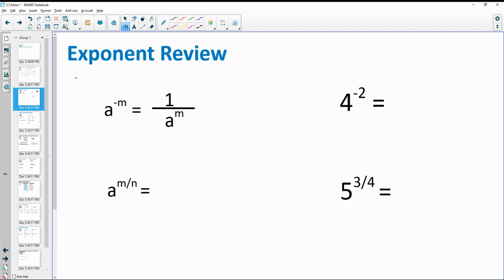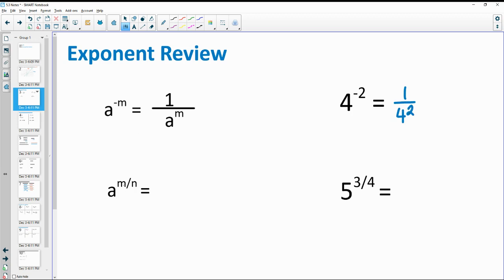So just a little bit of review on exponents. If you have a negative exponent, remember that's the reciprocal with the positive exponent. So just flip it to the bottom and make the exponent positive. Or if the negative exponent is on the bottom, you can just flip it to the top and make it positive. So 4 to the negative 2 would be the same as 1 over 4 squared, or 1 over 16.